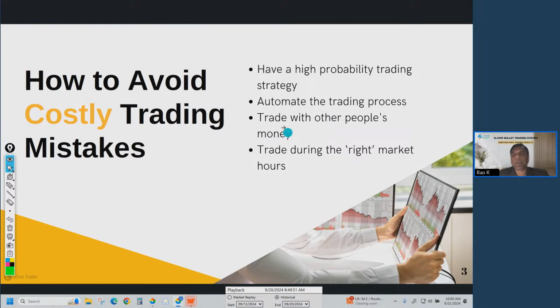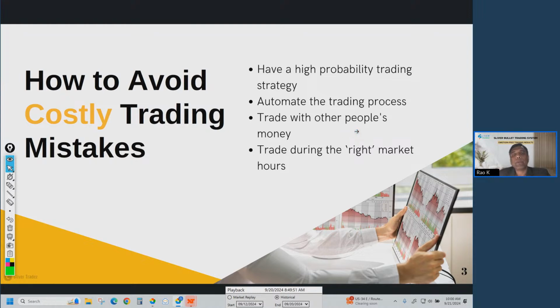And very importantly, we need to trade with other people's money. All businesses, especially the big businesses, large mega businesses, enterprises, they run on other people's money. The owner does not put in all their money. They use public money. That's why they issue shares. And it's the same way with this business as well. It's important that we use other people's money.